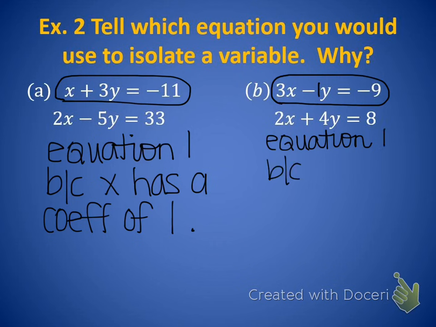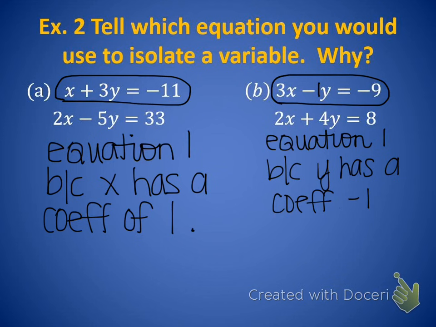And I'm going to do that because y has a coefficient of -1. Now, I don't love -1s, but it's better than having a -2 or a -5. So that would be my reason. I'm looking for an equation that has a variable that has a coefficient of 1 or -1.